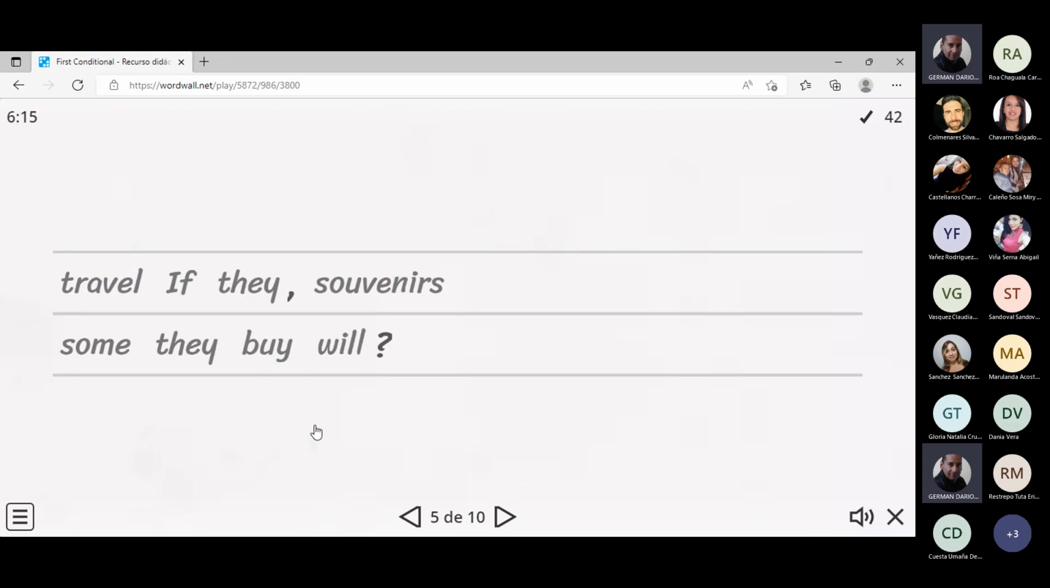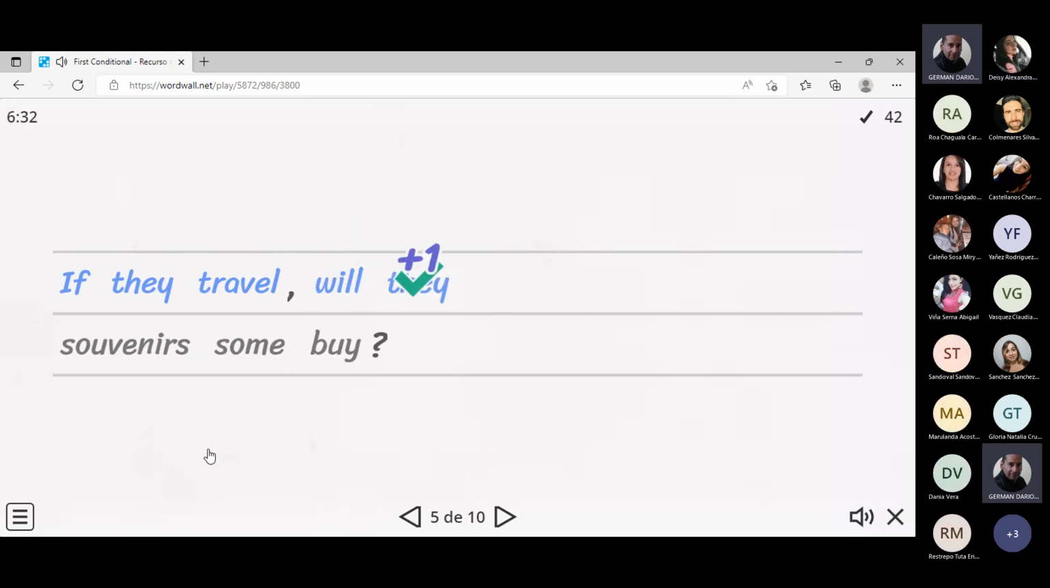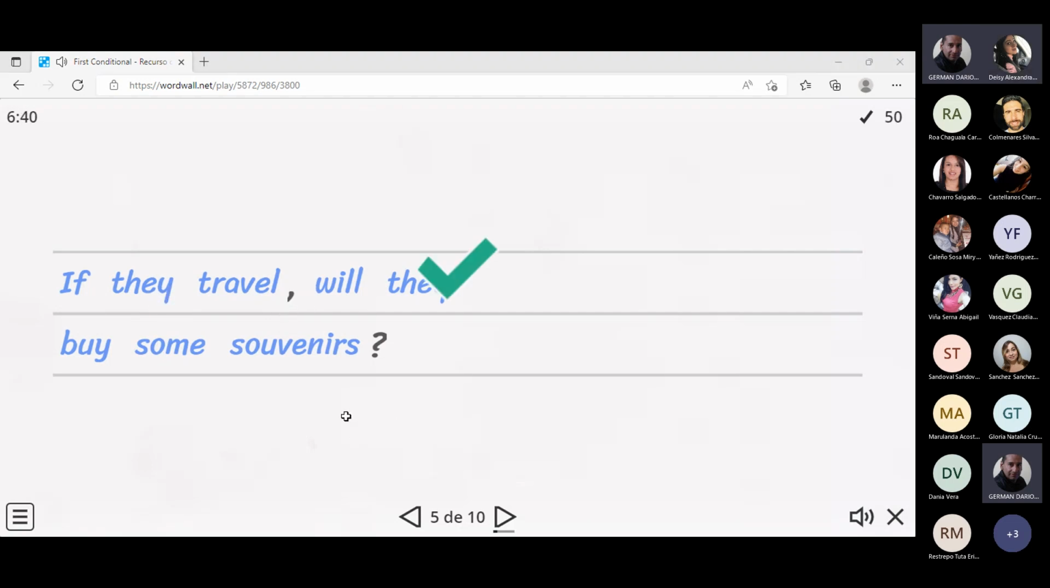One volunteer, un voluntario. Yo, teacher. Okay. If they travel, yes. Will they? Yes, very good. Some or many? Yes, very good. What's your name? Alexandra Zúñiga. Yes, very good. Remember to say your names because I forget.